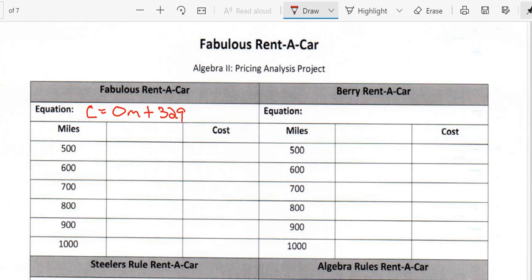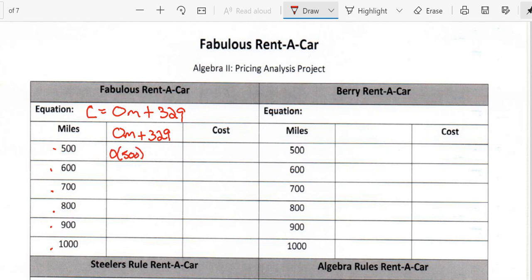And then in your table, this is how this would look: 0M plus 329. And then you need to evaluate this for 500, 600, 700, 800, 900, and 1,000 miles. So I would put 0 times 500.